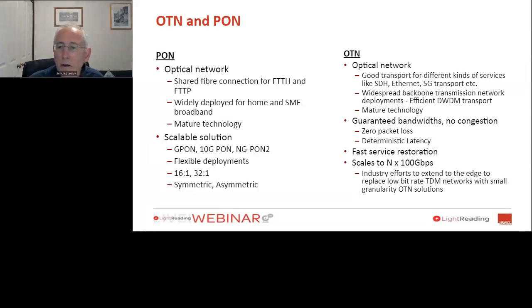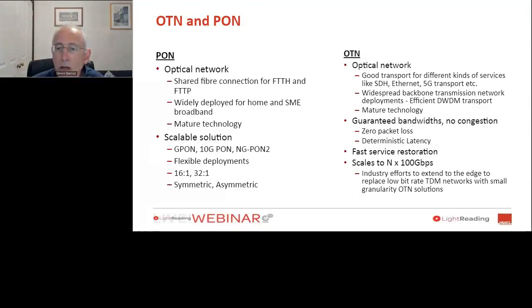Both PON and OTN are optical networks that are relatively mature technologies. PON is a shared fiber connection for fiber to the home and fiber to the premise, and is widely deployed for home and small and medium-sized enterprise broadband. PON is a scalable solution with most current deployments supporting GPON and growing deployments of 10G PON. The next generation will be 25G or more likely 50G PON. All these solutions can use the same fiber infrastructure, typically with 16 or 32 connections per fiber. PON connections can be symmetric or asymmetric depending on the application.